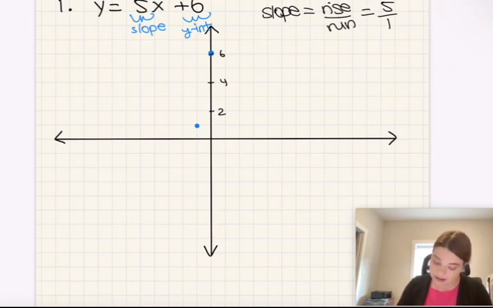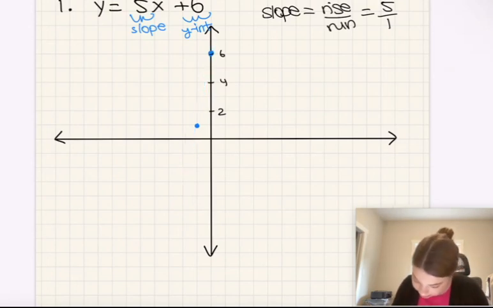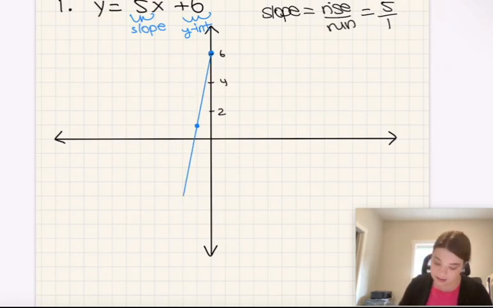Now I'm just going to draw a line between my points like that. Oh, I was not using my straight line tool. Let's try that again. There we go. Of course, on paper we'd use a ruler, but if we're not, we can use a straight line tool to show this line. And that is how we would graph this line.